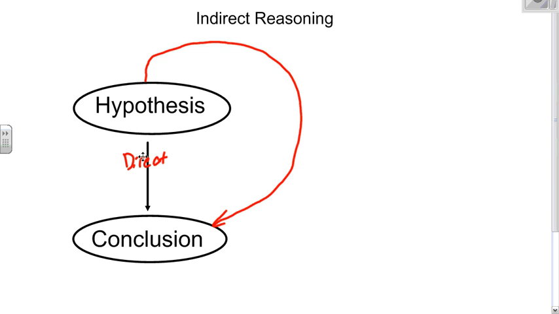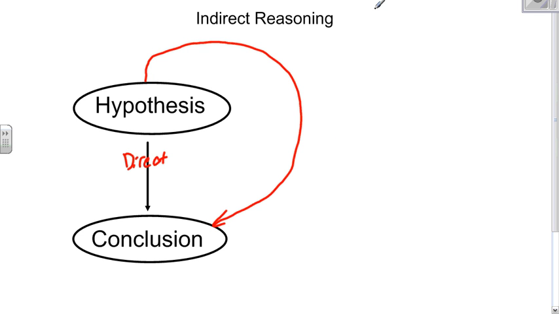What I mean by that is, in direct reasoning, you start with a hypothesis and then go through and explain what that means. With indirect reasoning, you start with the hypothesis and the negation, the opposite of the conclusion, and then go through using logical arguments until you reach a contradiction.